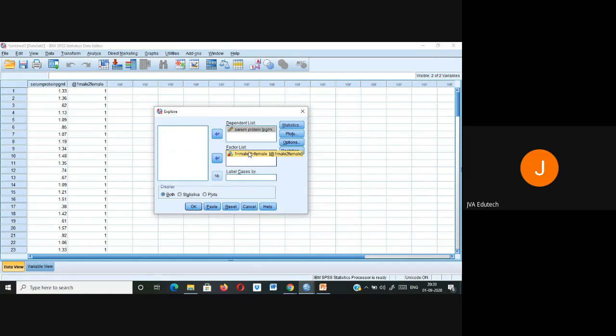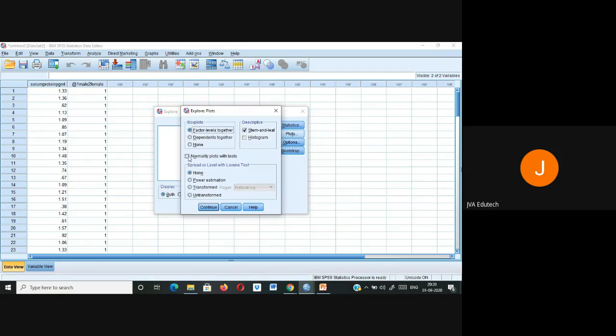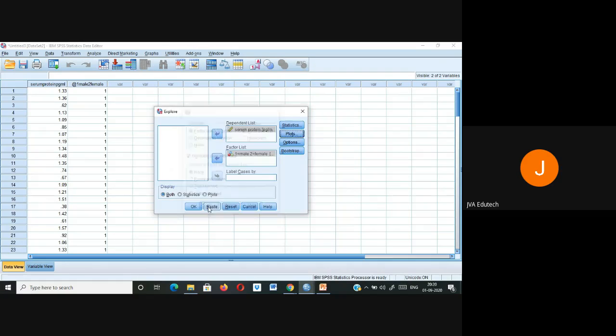Factor list, group list, independent, category list, they are the same. Somewhere it will be written factor list, somewhere it will be written categories, they are the same. If you have the categories, then you will put them here. In plots, select normality plot with test, continue.